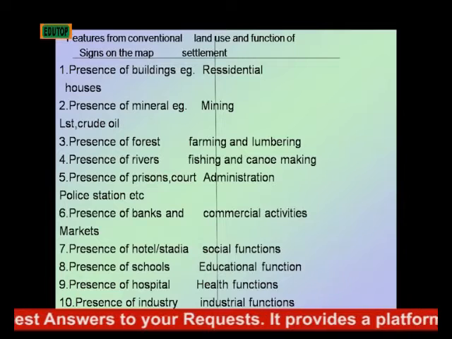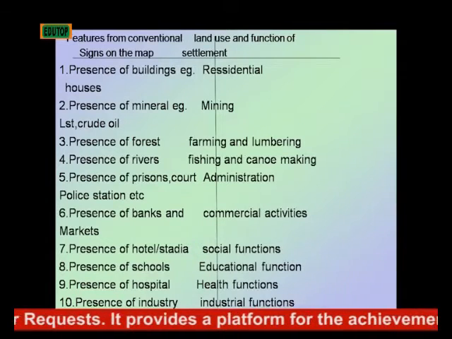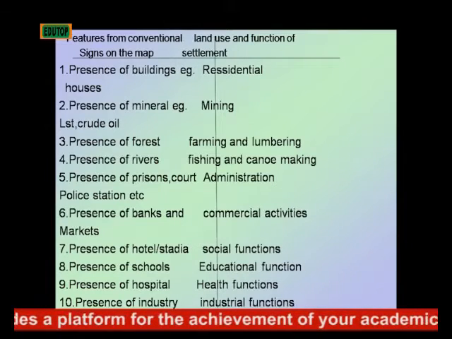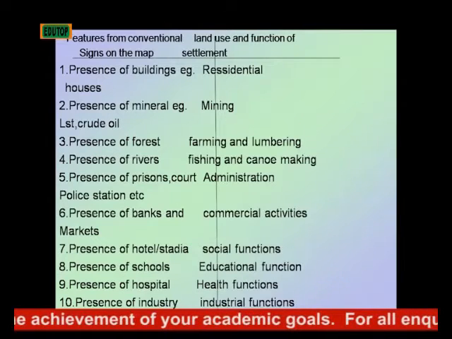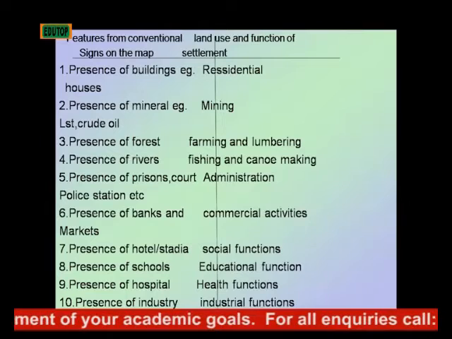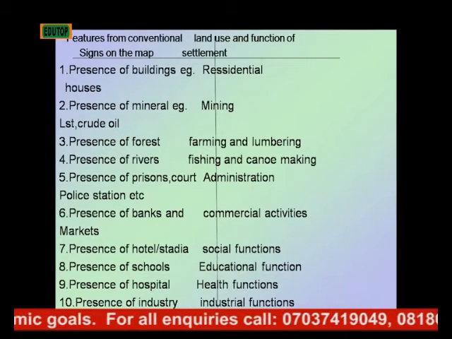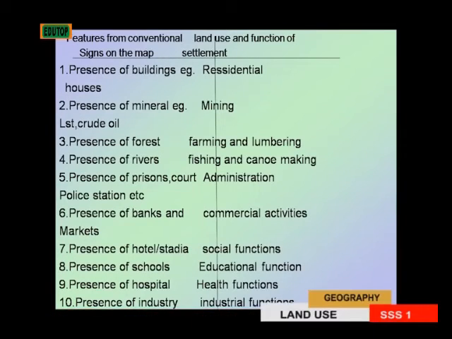Now, if we also have presence of hotels or stadia, that means social functions will be encouraged. And if we have presence of hospitals, it means we have health functions. And finally, we have presence of industries in the map. That tells us that the region or area covered in the map will be playing industrial functions.